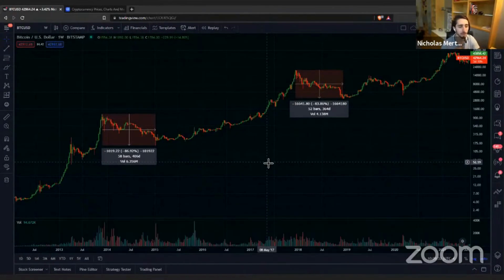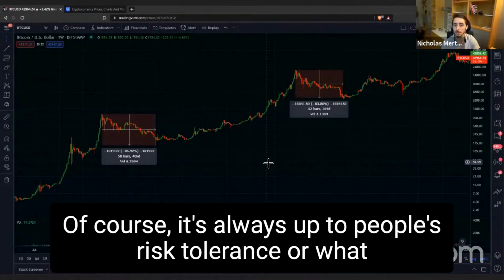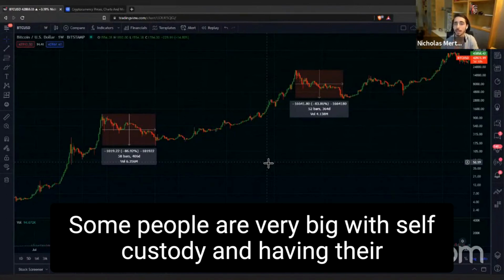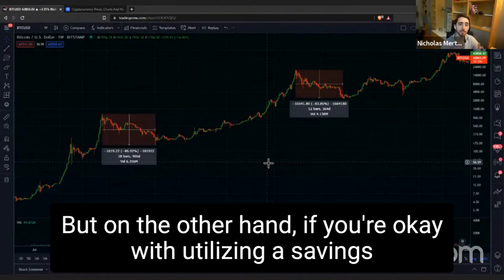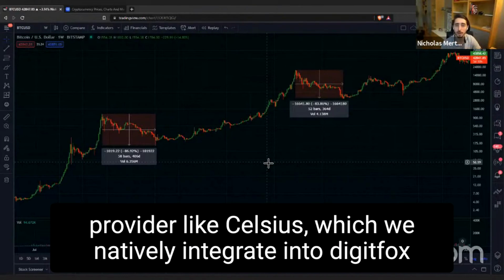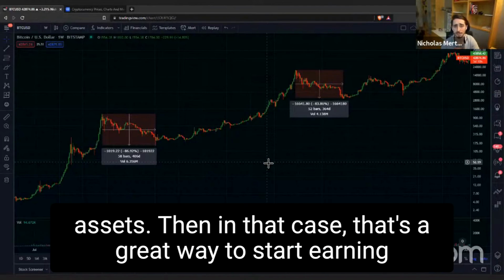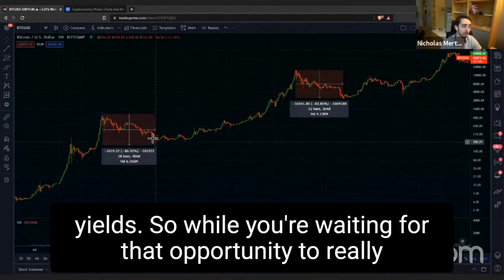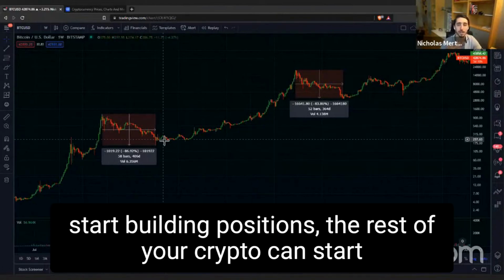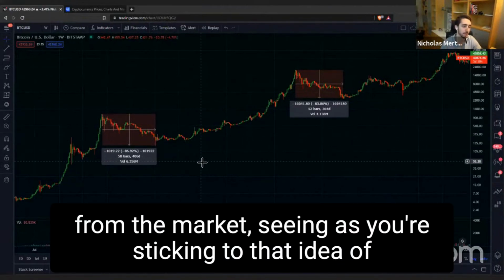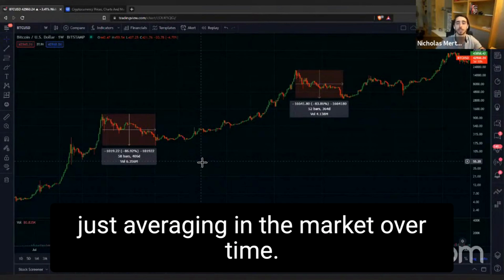And I would say as well, of course, it's always up to people's risk tolerance or what they feel comfortable with. Some people are very big on self-custody and having their own wallet. But on the other end, if you're okay with utilizing a savings provider like Celsius, which we natively integrate into Digifox, a savings account, we can start to earn yield on your assets. That's a great way to start earning yield. So while you're waiting for that opportunity to start building positions, the rest of your crypto can earn interest, and it will mitigate some of the downturn from the market, seeing as you're sticking to the idea of averaging into the market over time.